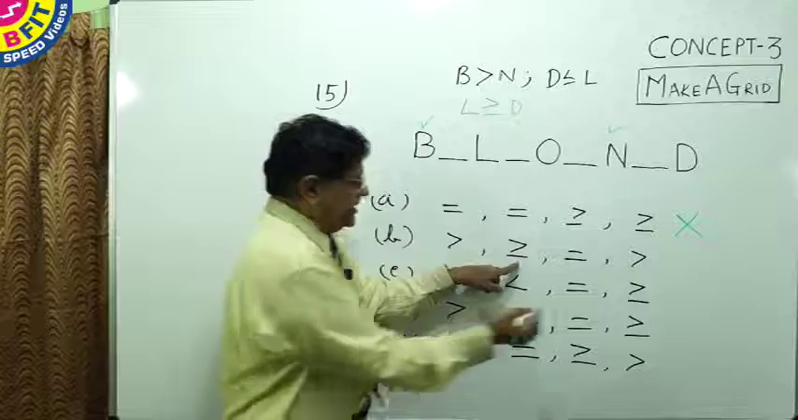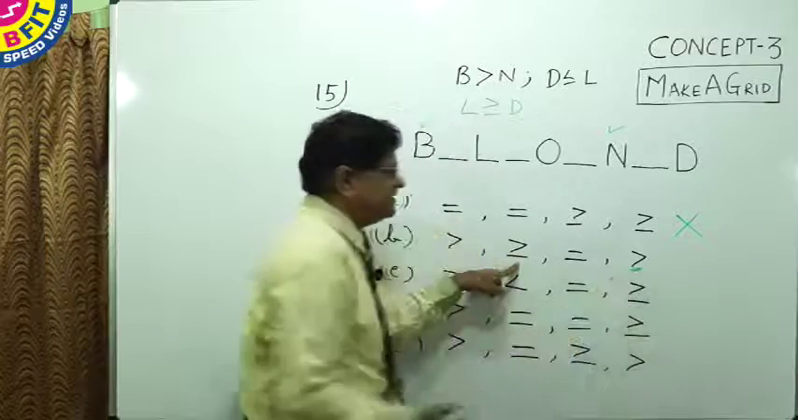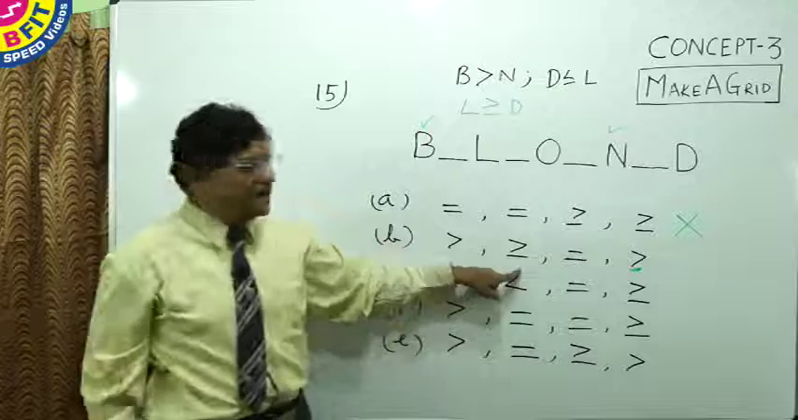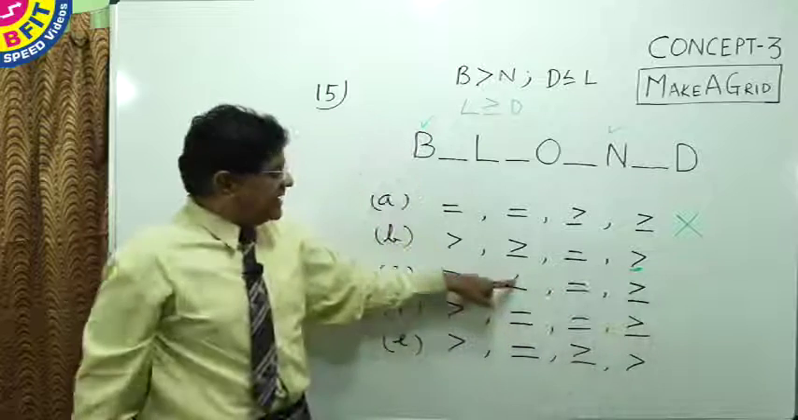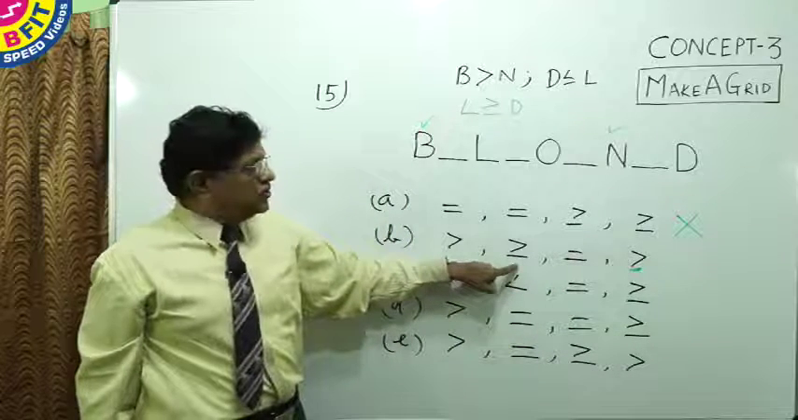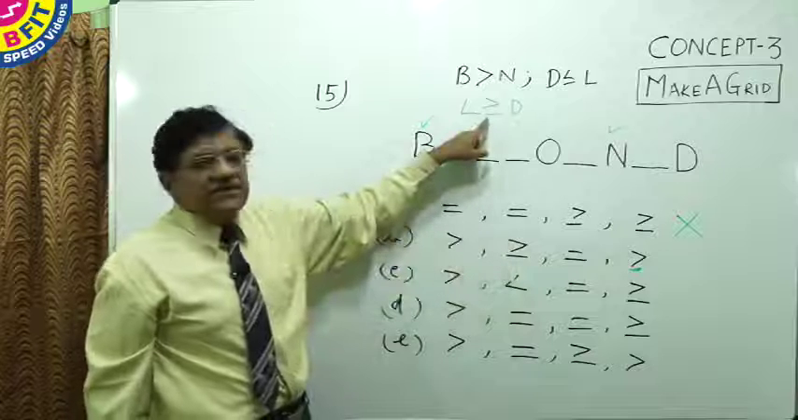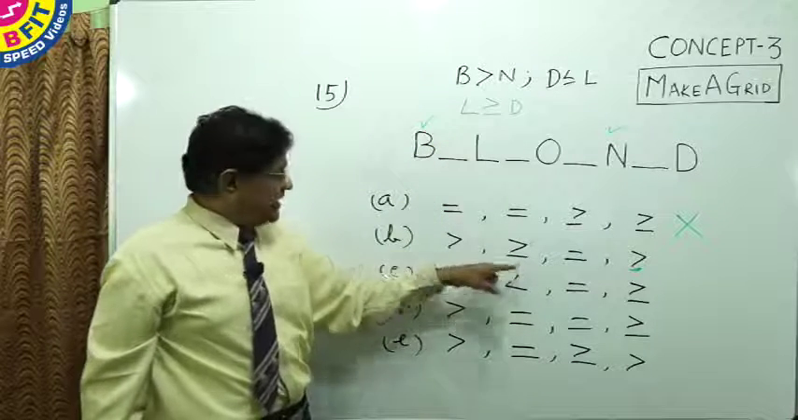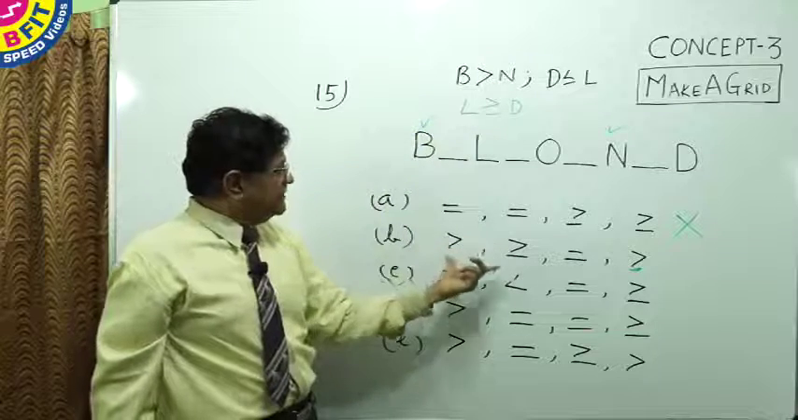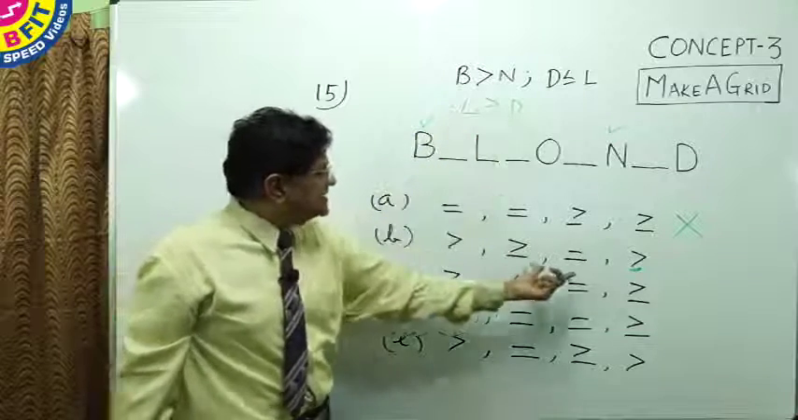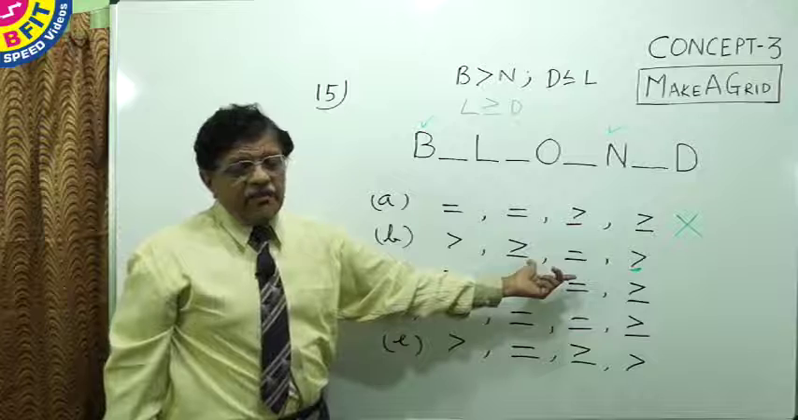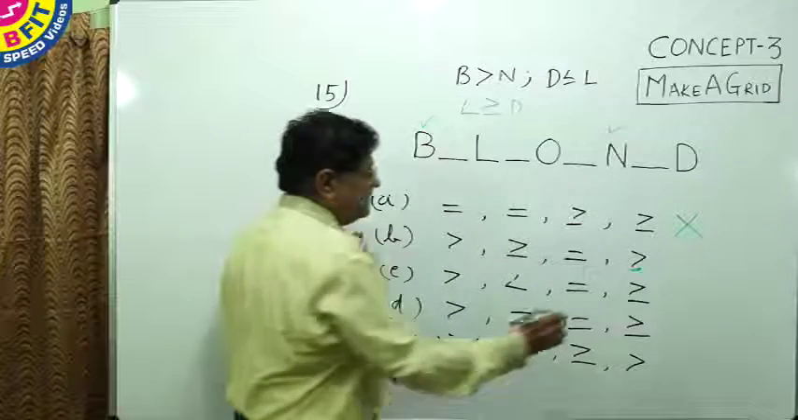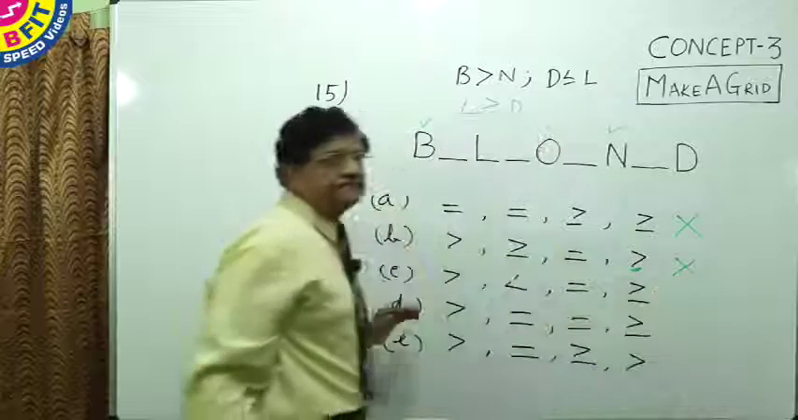But look carefully, you have got one more villain here. This villain is greater than. Between these two, which has got high priority? The greater than has got higher priority than greater than or equal to. Therefore, this conclusion will not be true. While the first, B is greater than N, will be true, the second conclusion, L is greater than or equal to D, will not be true. Therefore, option B will not also be the correct answer.